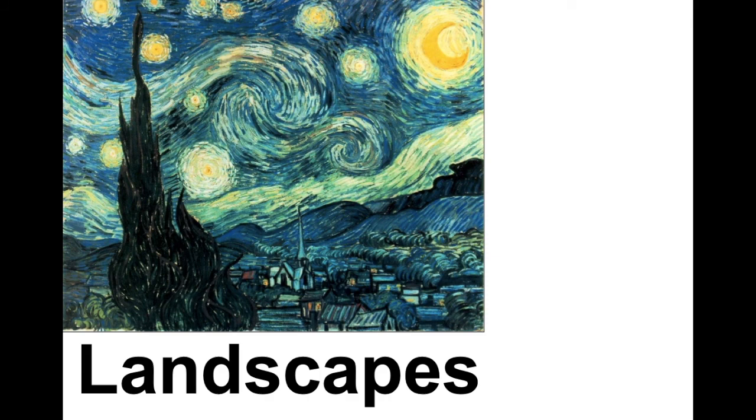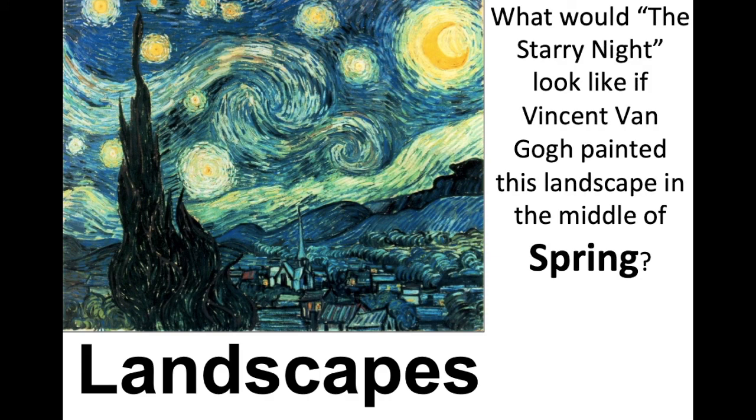Okay. Well, what if Vincent van Gogh got up one morning and decided to paint this in the middle of springtime? What could we do, or what would we see in the painting that would give us clues that this landscape was painted in the middle of spring? Again, if you want to pause the video to get class responses, you can. But what clues would you add, or we'd see, that would tell us it was spring?